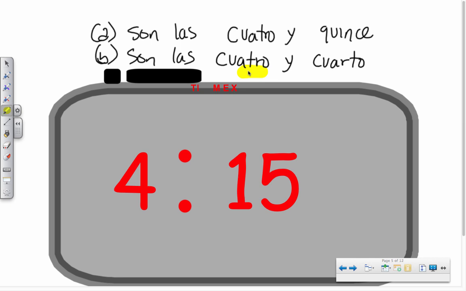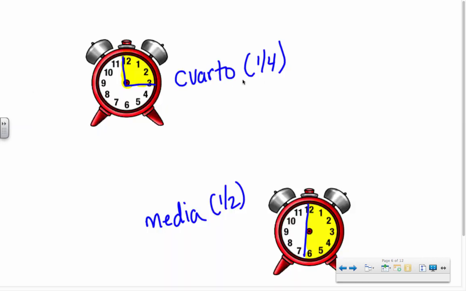This is cuatro, which means 4. This is cuarto, which means a quarter. So please make sure you don't mix it up. Get that down. Cuatro, 4. Cuarto, quarter. Son las cuatro y cuarto. Let's really review quick though. Remember that a quarter, 15 past, we're going to say cuarto, or you could say quince. Both are fine. For half past, we can say media, or of course we can always say treinta.